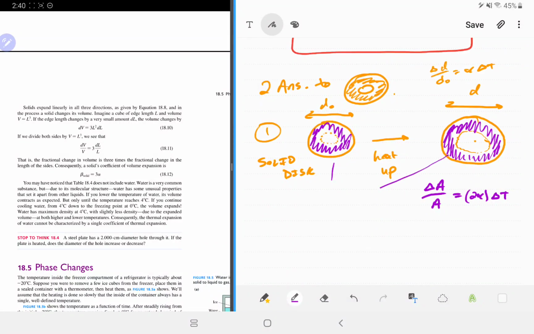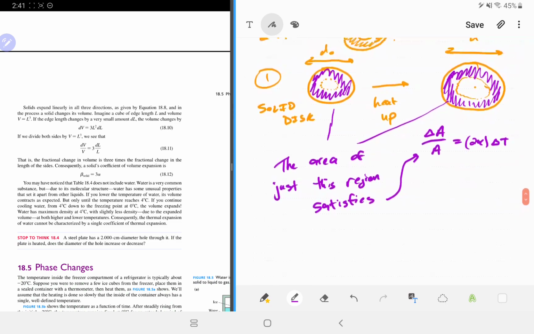So this shaded area, the area of just this region, just the ring, satisfies this equation right here: delta A over A is 2 alpha delta T. That's true for the area of the whole thing, for the area of the hole, and for the annulus, the ring right there. So because even the hole gets bigger, remember this is still solid metal right here, this piece also gets bigger. So the hole gets bigger.